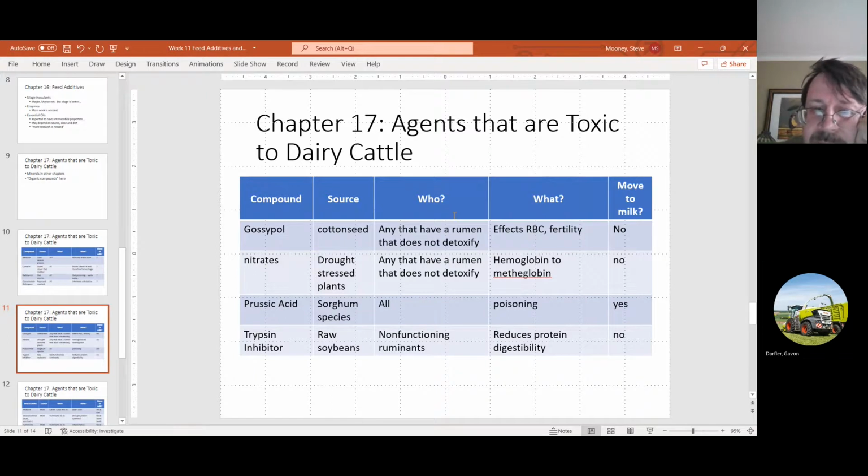No. Prussic acid, sorghum species, seems to affect all animals. It's a form of poisoning, and it does move into the milk.